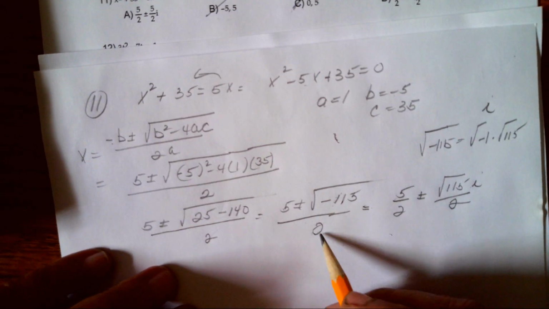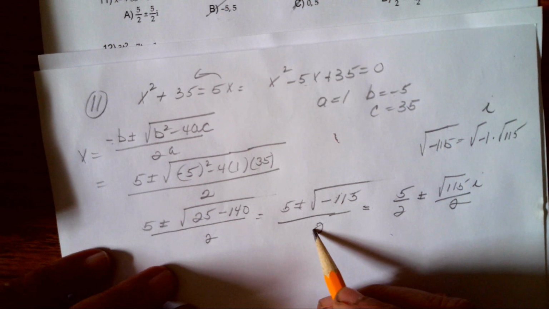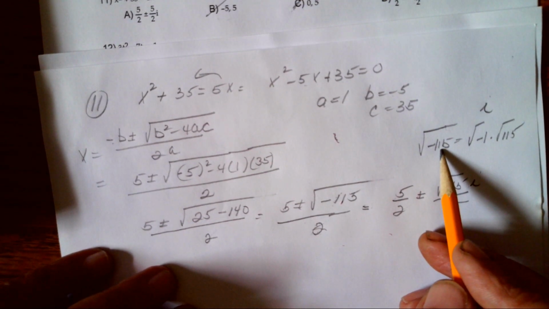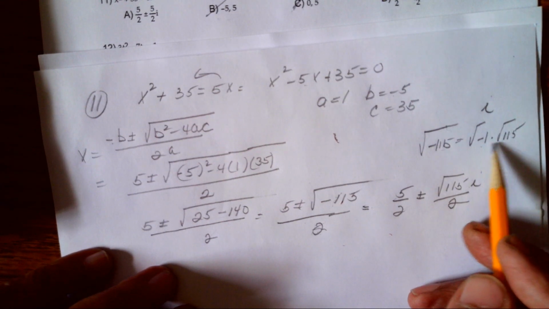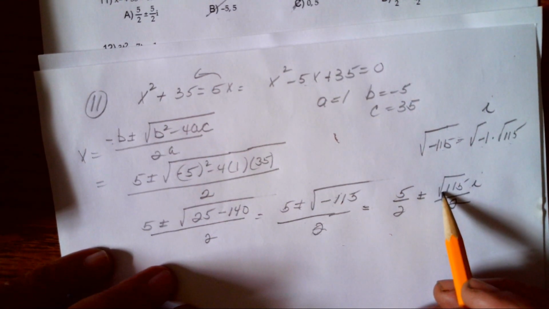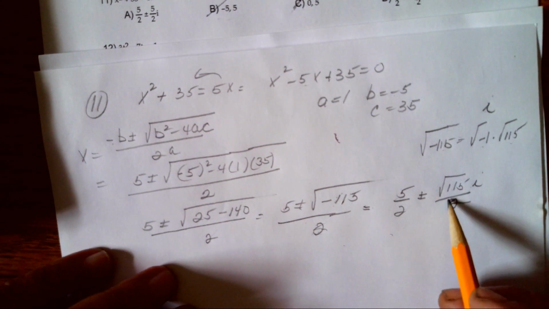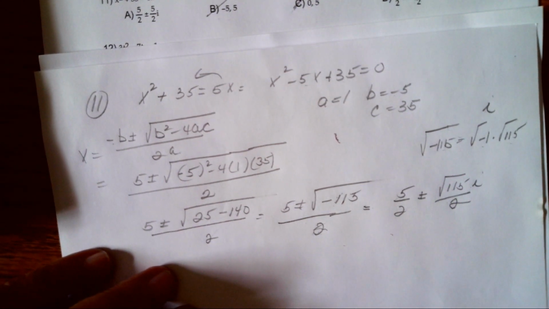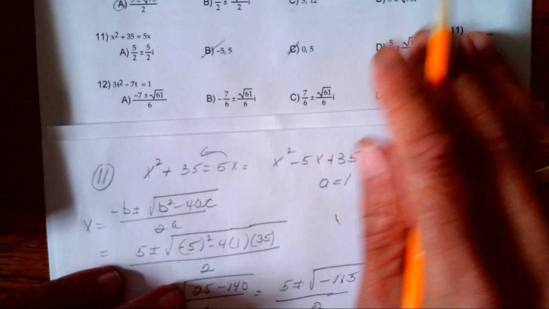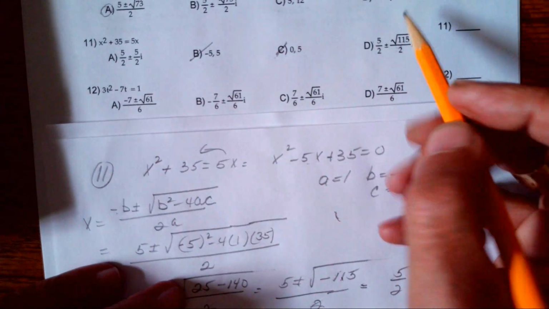Alright, I took both of these and I'm going to divide them by 2. Negative 115 is the square root of negative 1 times 115, but the square root of negative 1 is nothing more than i. So this is the square root of 115 i divided by 2. Now what he does here, he has a habit of doing this. My correct answer is letter D.